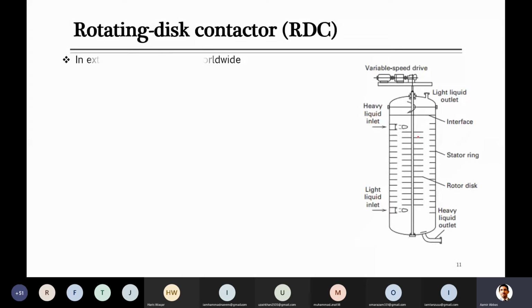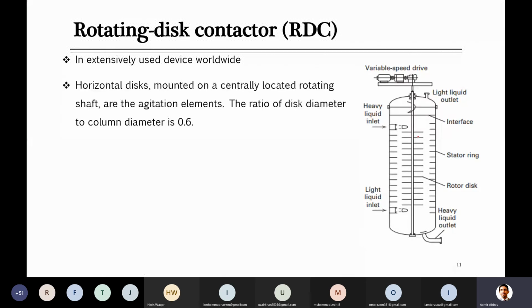But let's look at some other kind of equipment, which we call the rotating disc contactor. This is widely used equipment, and it is the equipment from which we started the discussion of liquid equipment in the last lecture. You can see its construction is simplest, and because of this it is widely used as well, an efficient equipment.